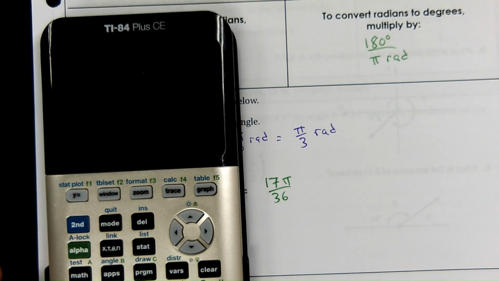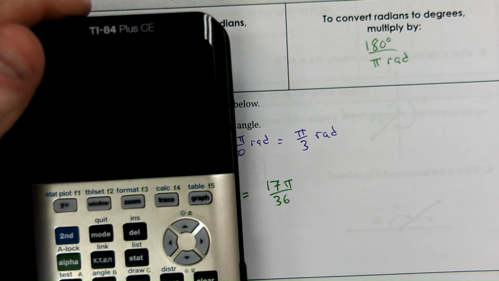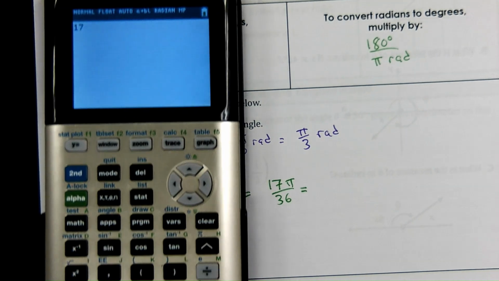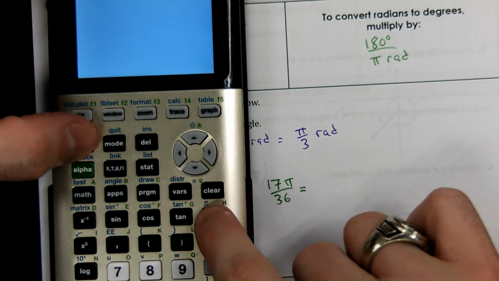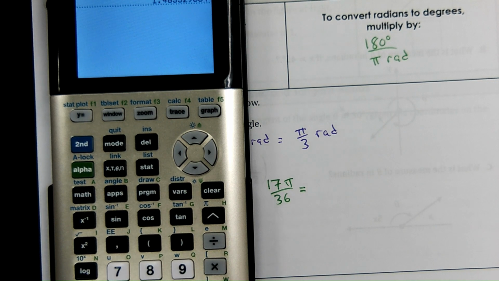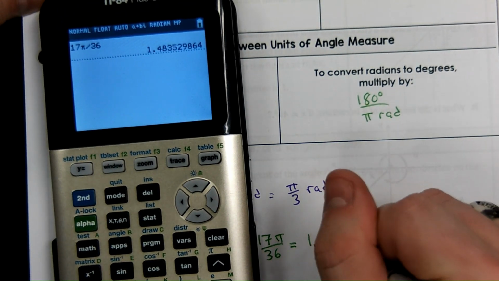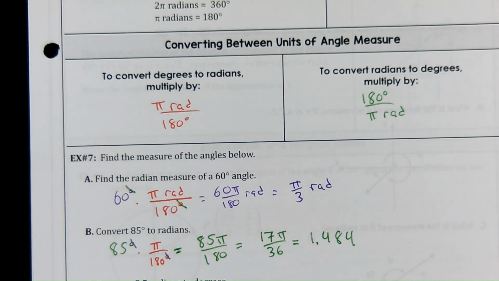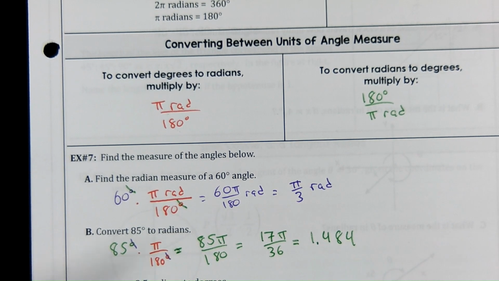Out of curiosity, how about we get this in an actual decimal? 17, here's pi. So it's about 1.484 radians. So 57 times this number-ish degrees. I know it's a little bit less than 90. Do you have to know that? No. But that's how I like to think about it.